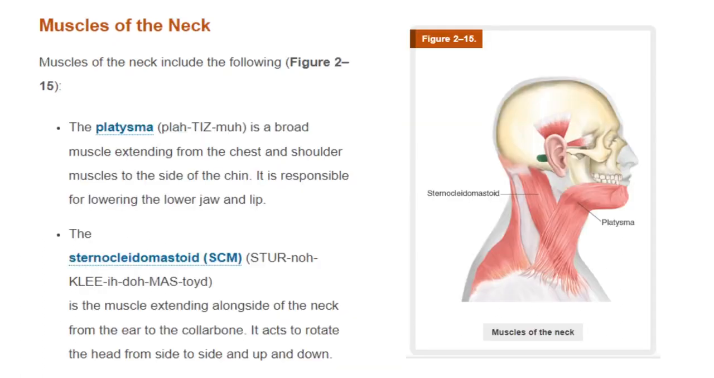Muscles of the neck. Muscles of the neck include the following, Figure 2.15. The platysma is a broad muscle extending from the chest and shoulder muscles to the side of the chin. It is responsible for lowering the lower jaw and lip. The sternocleidomastoid is the muscle extending alongside the neck from the ear to the collarbone. It acts to rotate the head from side to side and up and down.